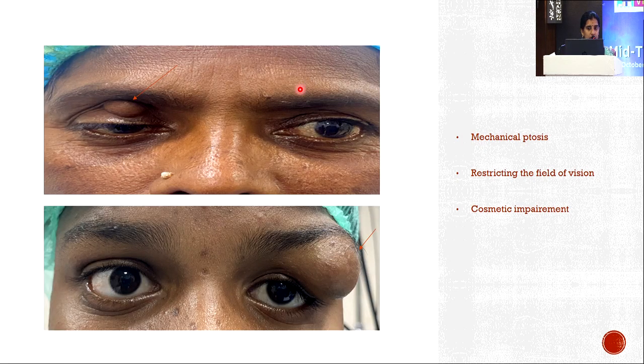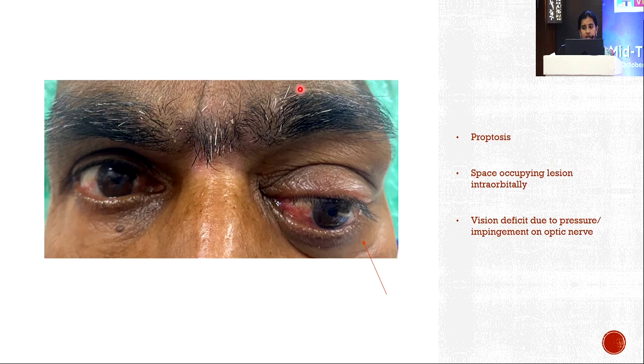This is the second patient, where we can see ptosis, which is restricting the field of vision, and also the cosmetic impairment. The third is proptosis. The patients presenting with dermoid cysts with proptosis are usually late, because only when the lesion is almost space occupying inside the orbit, when there is no other space, does the patient present with proptosis.